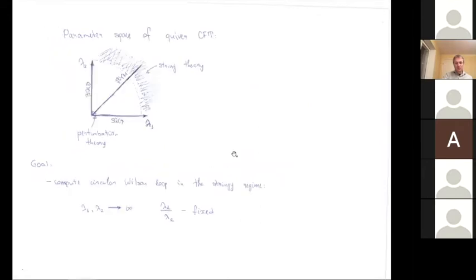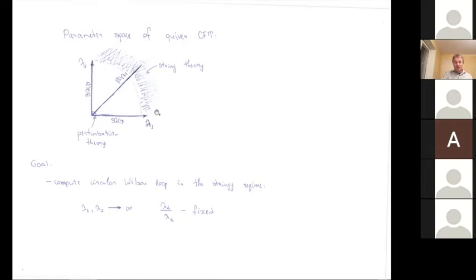Okay. So what I will be considering is the following story. Here is the parameter space of the orbifold theory. It has two couplings, and also there is another parameter, the number of colors. I will take the number of colors to be infinite, and consider the regime where the couplings are very large, such that the ratio is fixed. So this is the stringy regime where AdS/CFT is supposed to work.